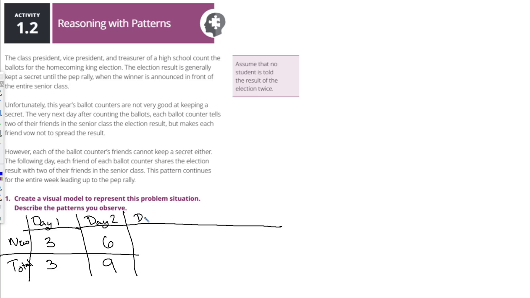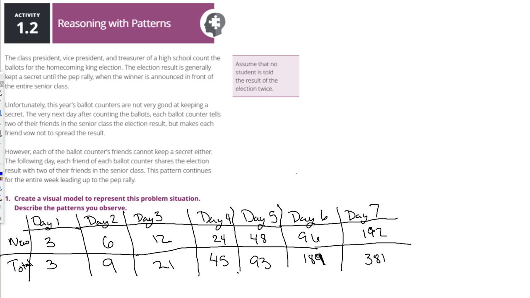On day 3, there are 6 seniors that knew the day before. They tell 2 friends. That makes it 12. 12 plus 9 is going to give us 21. I want you to finish filling in this pattern. So if this pattern continues for an entire week, on that 7th day, 192 new students will have found out about it, and that will bring our grand total up to 381.